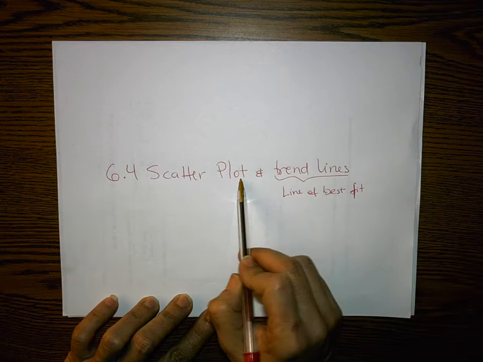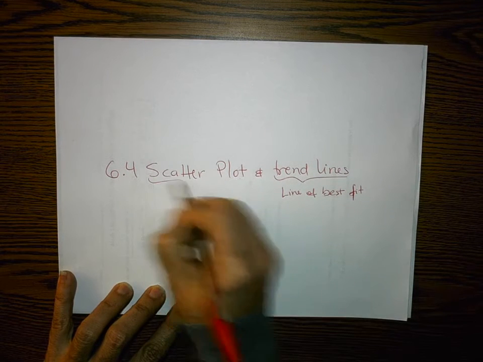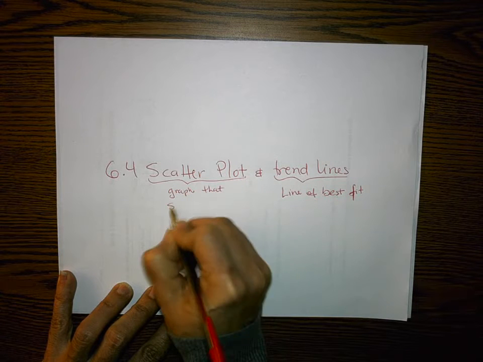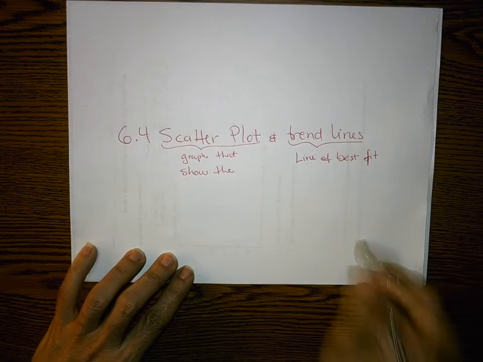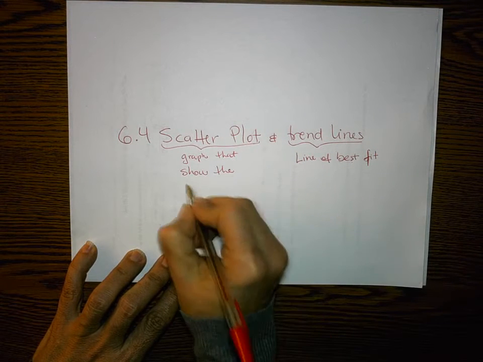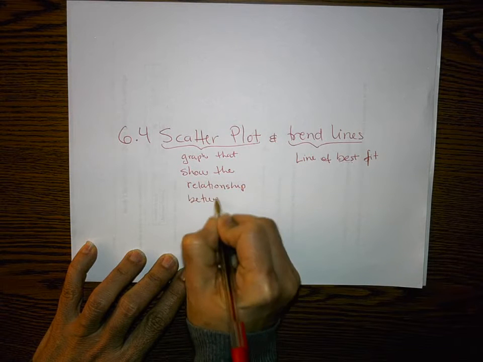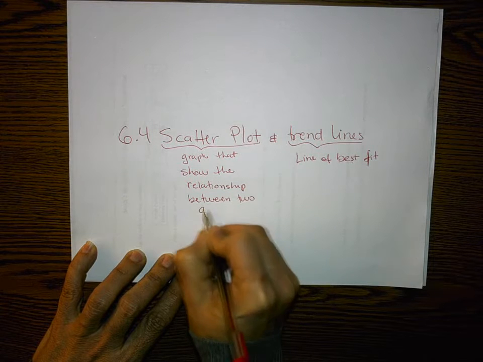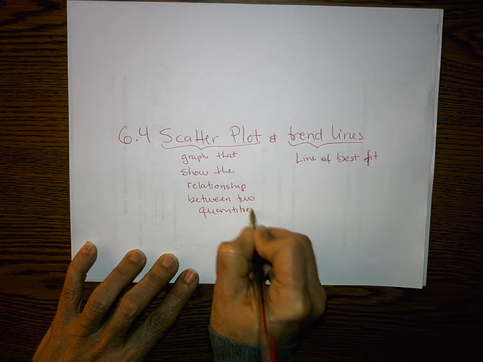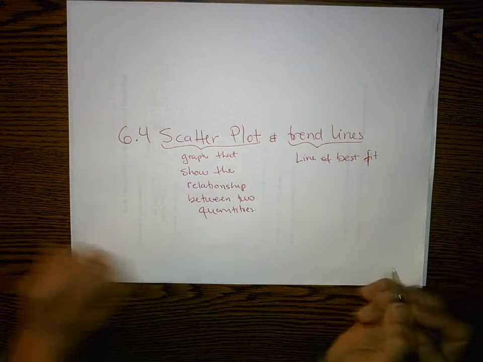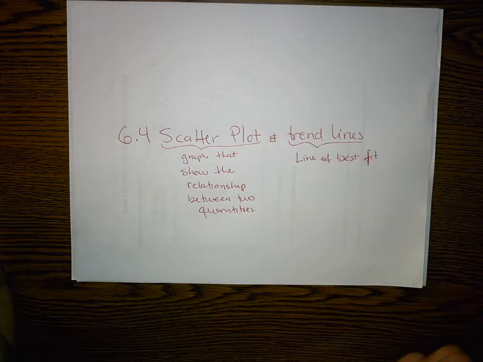So a scatter plot is a graph. The definition we talked about in class is a graph that shows the relationship between two quantities. We're always going to be dealing with two quantities, and we want to see a relationship between these two quantities.